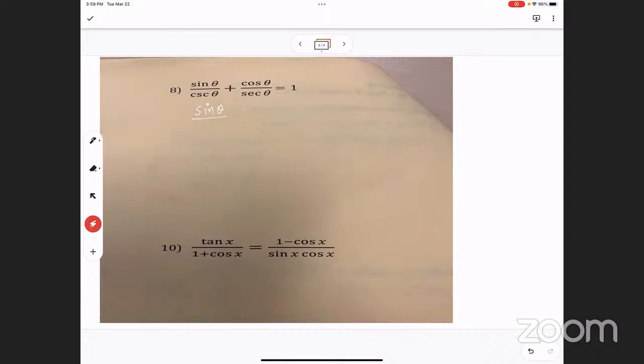All right, so this is good review too, because this is something you're gonna have to do. Perfect. So cosecant is what? 1 over what? 1 over sine, right? And what's secant the same as? 1 over cosine. Everybody good? And how do I divide by a fraction? Multiply by the reciprocal, which means this becomes what? Sine squared of theta. And this becomes what? Cosine squared of theta. And what does that equal? 1.